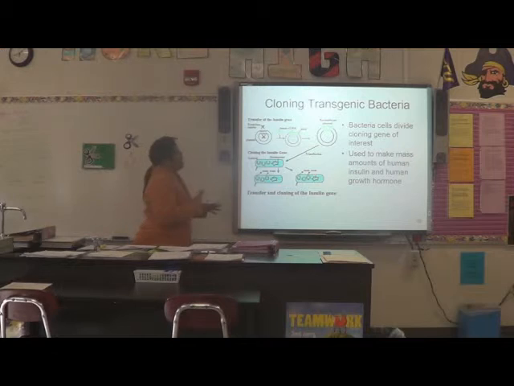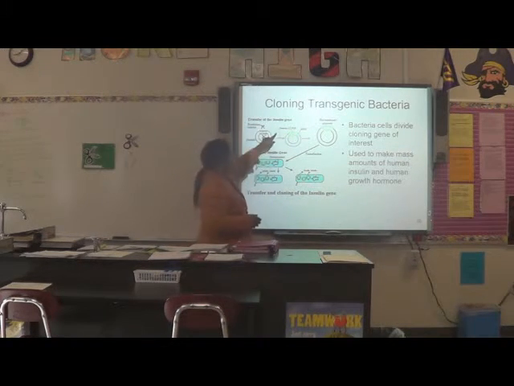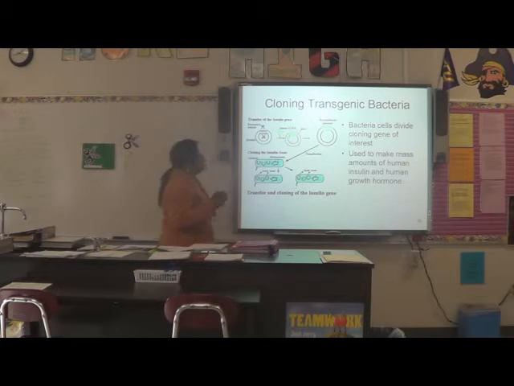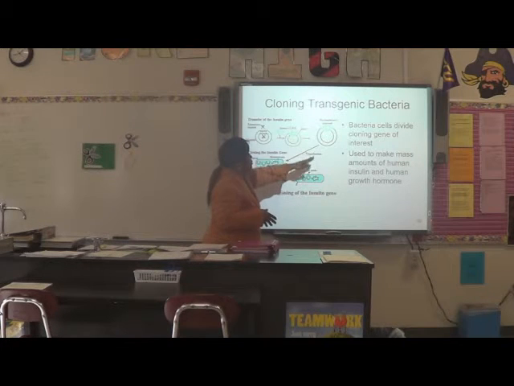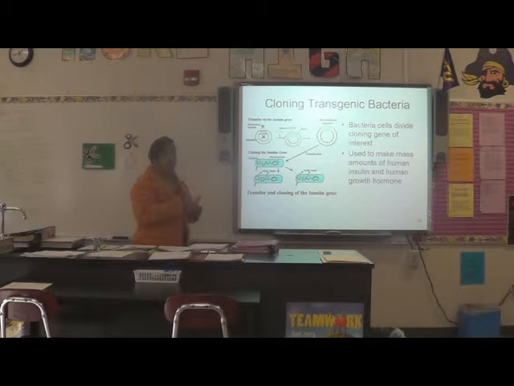In order to have the cloning transgenic bacteria, we must first, as we said before with the process, use the restriction enzyme and cut it to form the plasmid. We insert the human DNA in, which is the complementary DNA, and we put it in with the linkers. The bacteria cell clones the gene of interest, and when it clones the gene of interest from the bacterial plasmid, we have insulin. And it's used to make mass amounts of human insulin or human growth hormone.